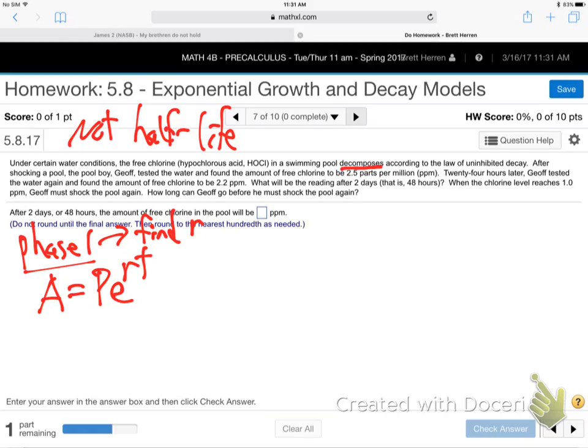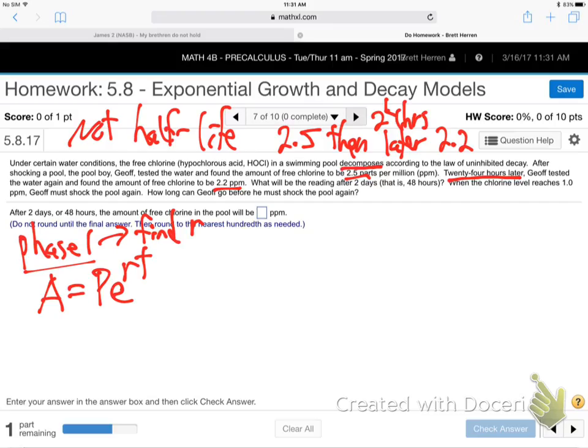It says, tested the water, found the amount of free chlorine, 2.5. 24 hours later, it was down to 2.2. All right. So basically what that means, you don't need all those other words. They're basically saying, look, it was at 2.5, then 24 hours later, it was down to 2.2. That's all I care about. That's all that's really relevant to me.